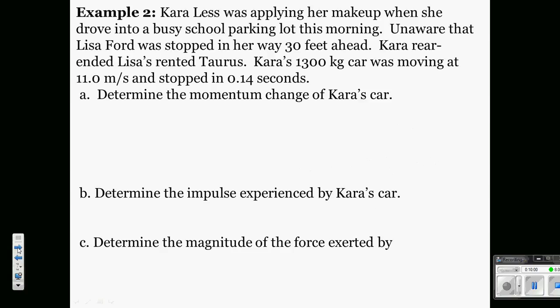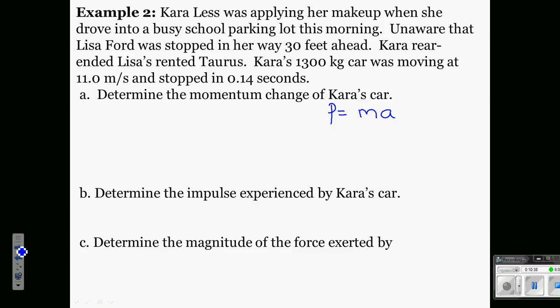Example 2. It says Cara Les was applying her makeup when she drove into a busy school parking lot this morning, unaware that Lisa Ford was stopped in her way 30 feet ahead. Cara rear-ended Lisa's rented Taurus. Cara's 1,300 kilogram car was moving at 11 meters per second and stopped in 0.14 seconds. Part A is asking us to determine the momentum change of Cara's car. Momentum is p and it is calculated by taking the mass times the velocity.